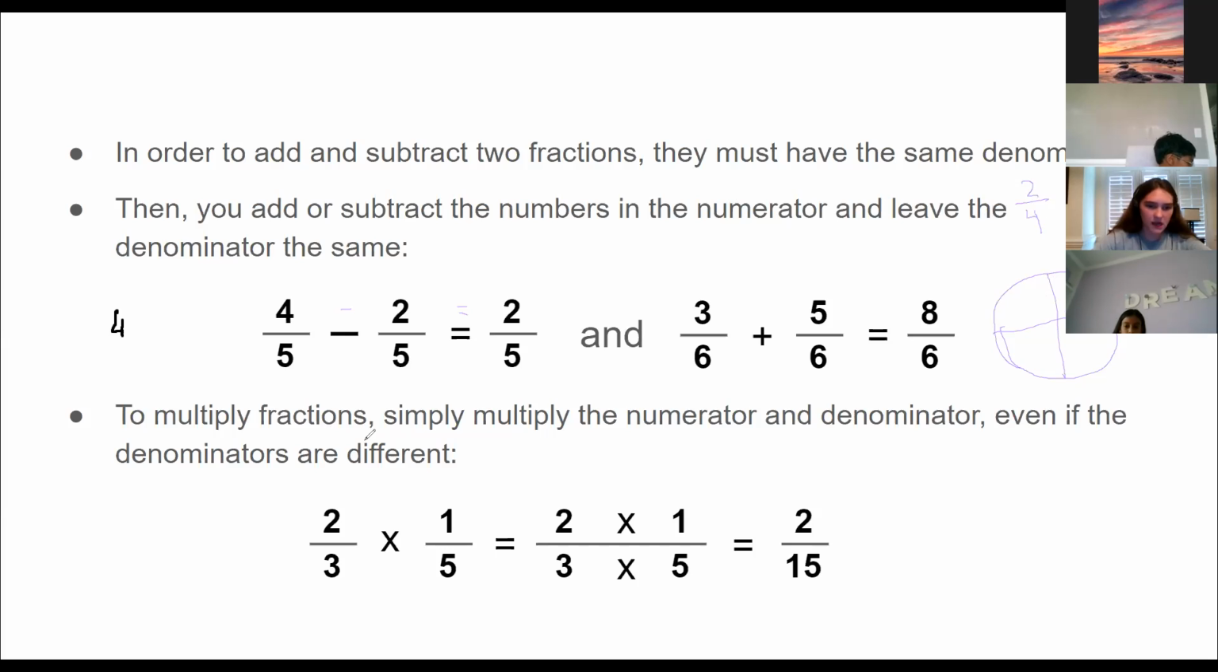To multiply fractions, simply multiply the numerator and denominator, even if the denominators are different. So 2/3 times 1/5, another way to think of it is 2 times 1 over 3 times 5. So 2 times 1 is 2, and 3 times 5 is 15. Does that make sense? I just want to make sure I'm not going too fast. Alrighty, next one.